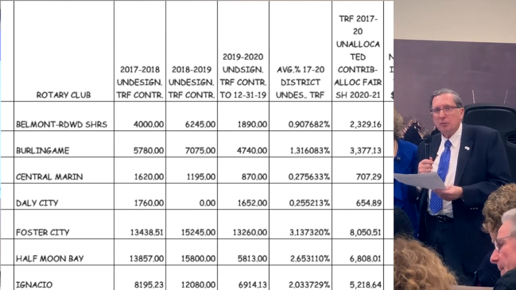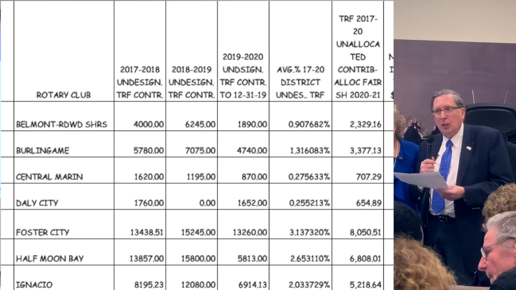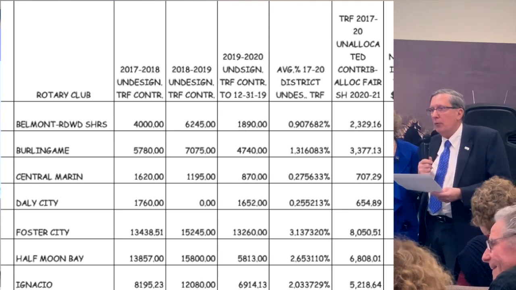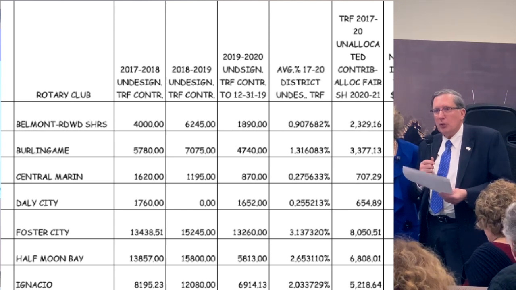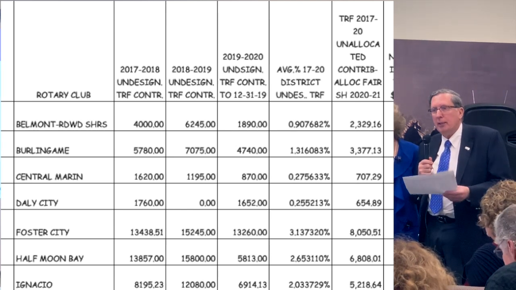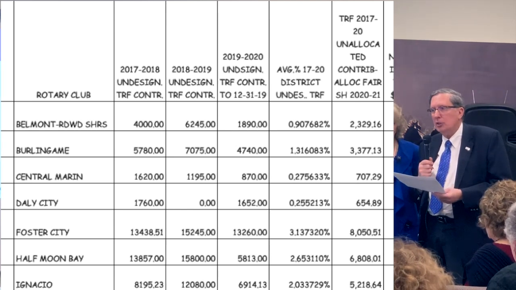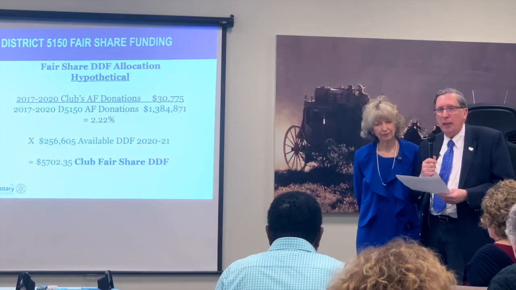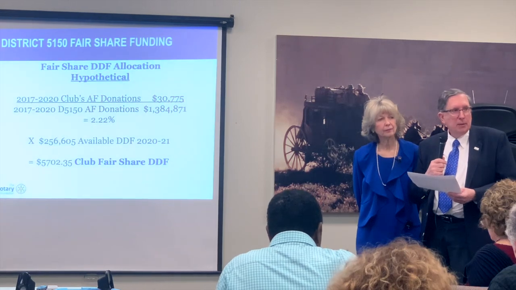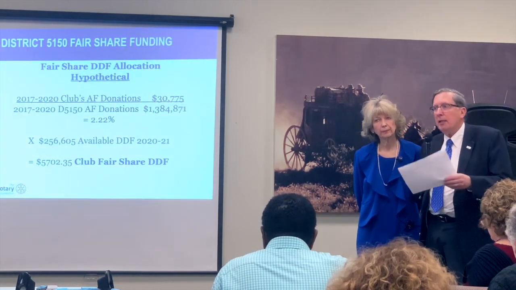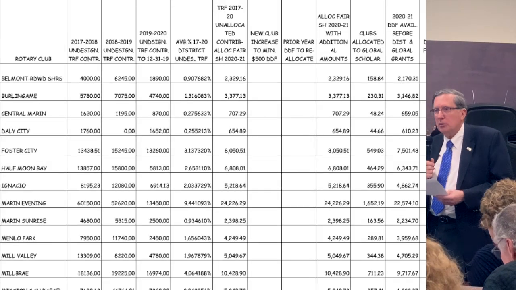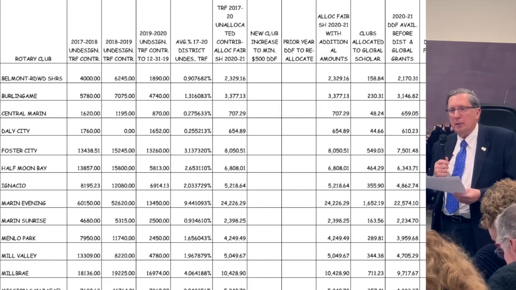We sometimes have some prior year's DDF that is coming back to your club. So, for instance, if you started to do a district grant and it didn't happen, that DDF went back to the foundation. Or if you have had DDF allocated to a global grant, and that global grant does not materialize, then you will get that back. So that's what that column is, prior year DDF to reallocate. You just get that back dollar for dollar on the DDF.